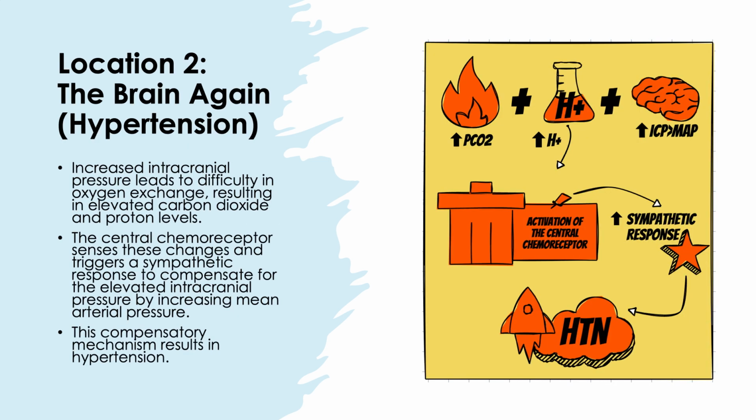Location 2. The brain again, hypertension. Increased intracranial pressure leads to difficulty in oxygen exchange, resulting in elevated carbon dioxide and proton levels. The central chemoreceptor senses these changes and triggers a sympathetic response to compensate for the elevated intracranial pressure by increasing mean arterial pressure. This compensatory mechanism results in hypertension.